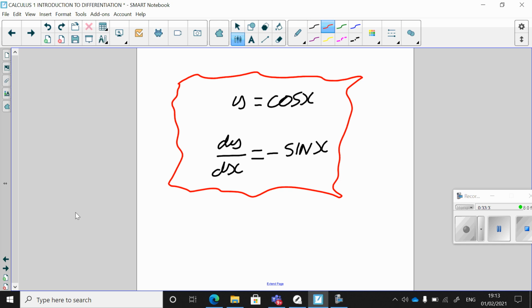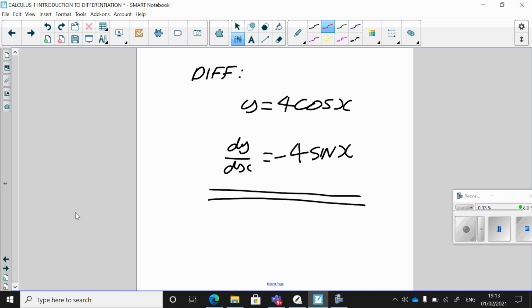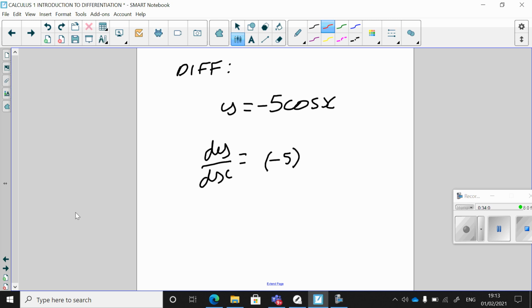Right. And again, if it's a multiple of cos x, the multiple, i.e. the number in front of the cosine, would go in front of the sine part with the negative. So if it's 4 cos x, if 4 comes along for the ride, when we differentiate it, cos goes to negative, and after the 4 we'll have sine x. That is it. Okay, nothing to get excited about here.